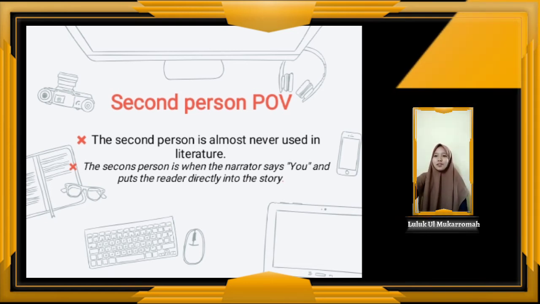Second person point of view. The second person is almost never used in literature. The second person is when the narrator says you and puts the reader directly into the story.